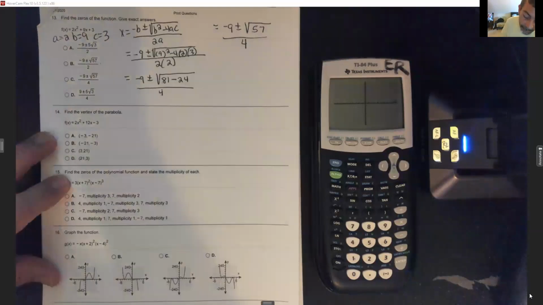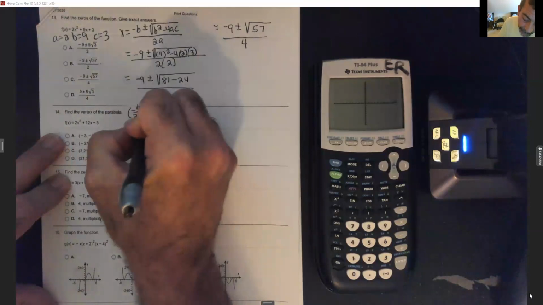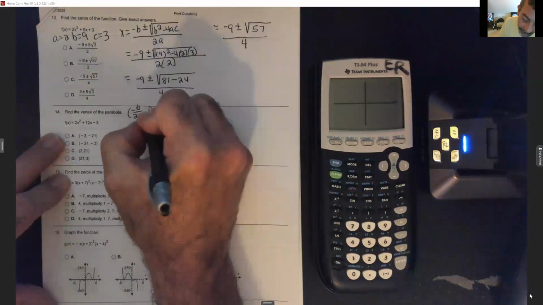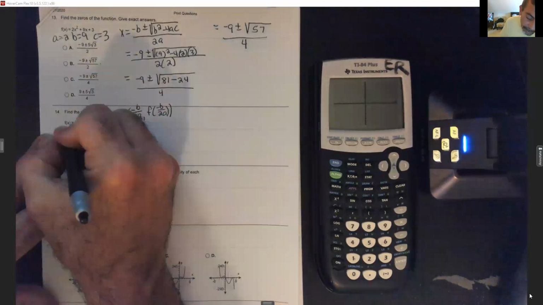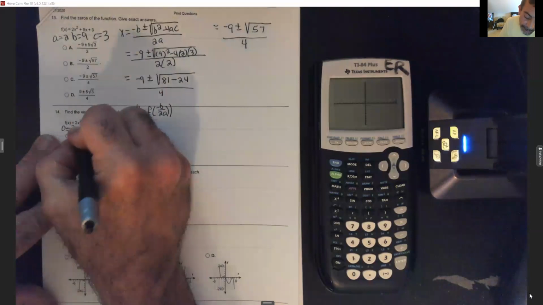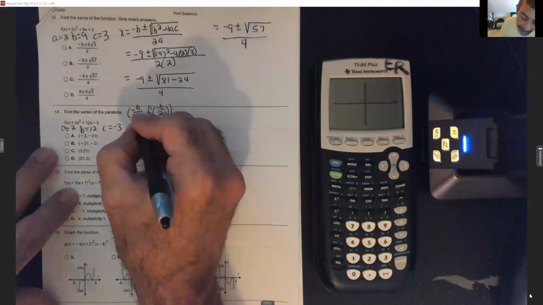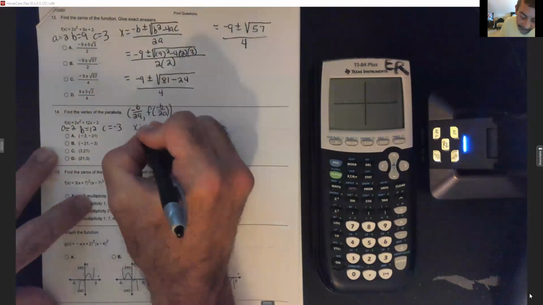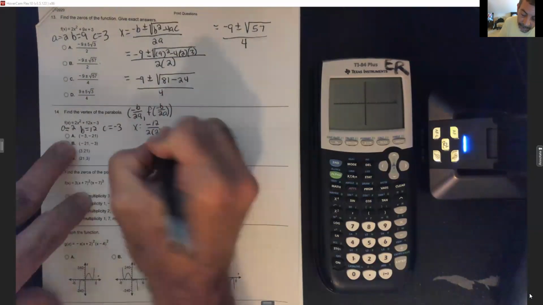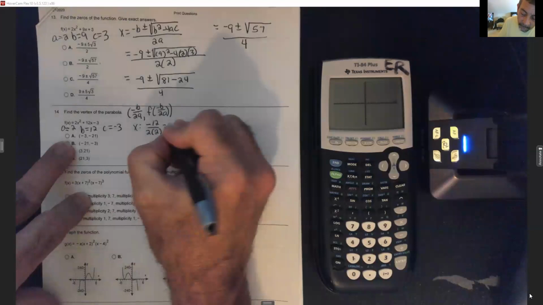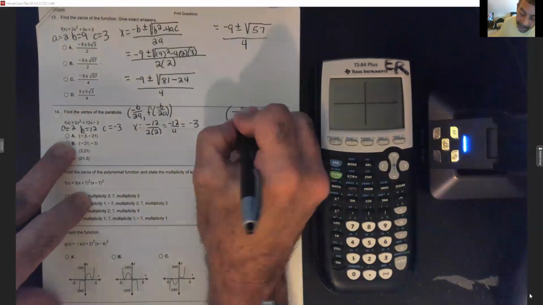All right, 14, find a vertex. So the formula for the vertex is negative b over 2a, and then f of negative b over 2a. So a is 2, b is 12, and c is negative 3. So let's get this part first for the x. So for the x, it's negative b, which is 12, over 2 times a, which is 2. That gives me negative 12 over 4, which gives me negative 3. So I know the x coordinate will be negative 3.